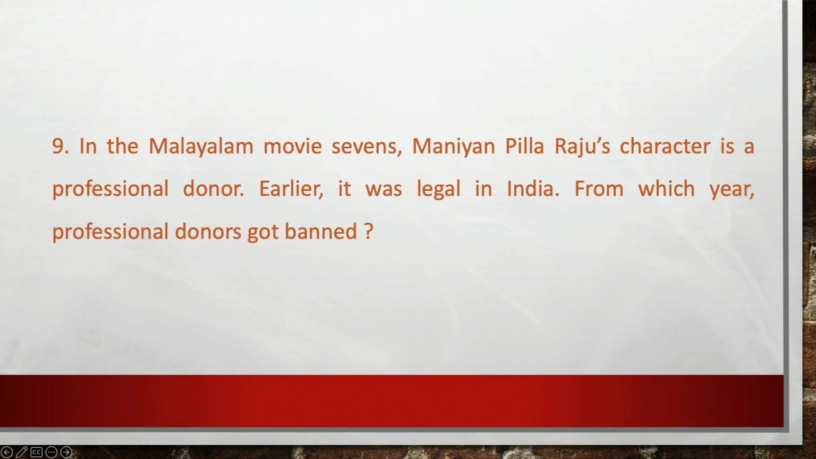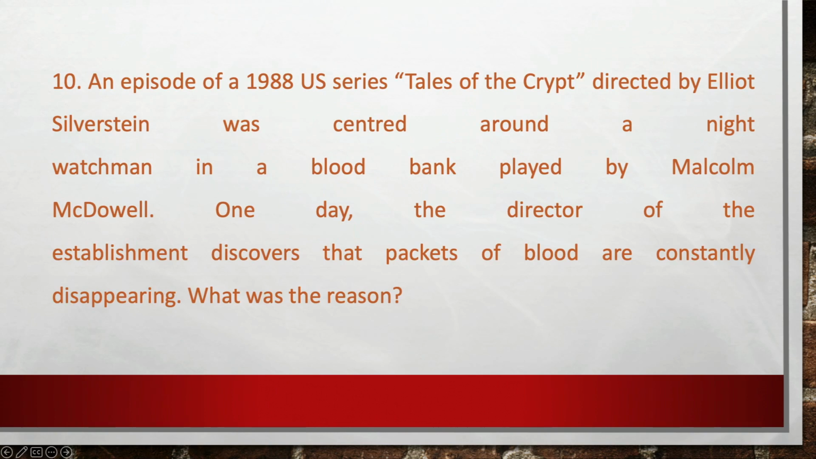The direct question to you. After them, you get the chance. 1998, right. Direct. Next question is for you. An episode of a 1988 US series, Tales of the Crypt, directed by Elliot Silverstein, was centered around a night watchman in a blood bank, played by Malcolm McDowell. One day, the director of the establishment discovers the packets of blood are constantly disappearing. What was the reason?